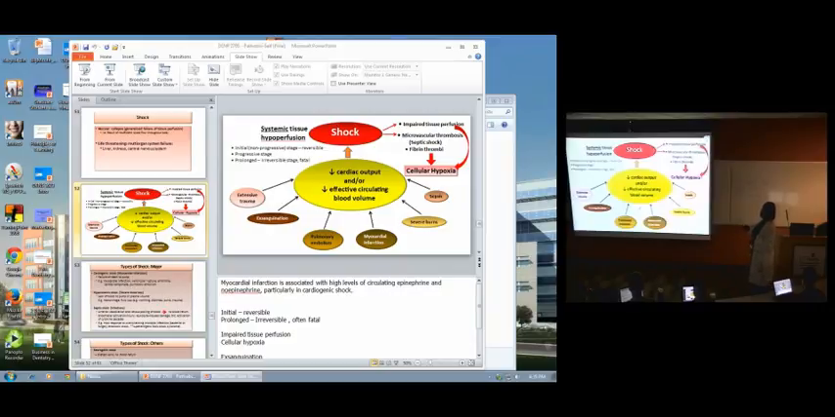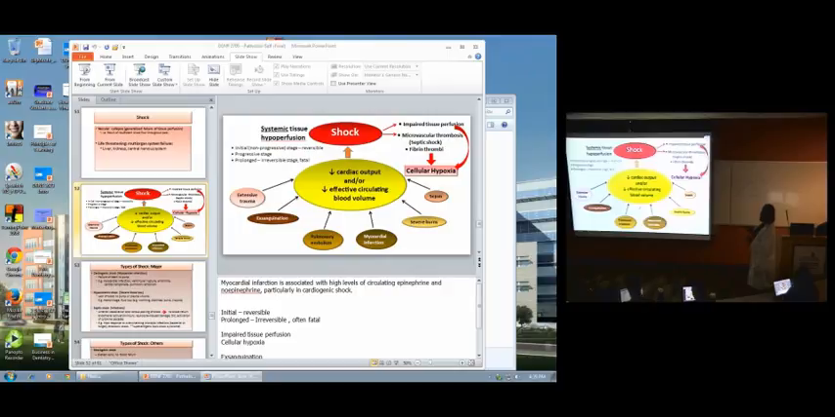So in shock, you have reduced cardiac output and or reduced circulating blood volume. And that's why you have that systemic hypoperfusion. There are different stages. You have the initial stage, which is reversible. Progressive is still reversible. By the time it goes on for a long time, it becomes irreversible. Okay?